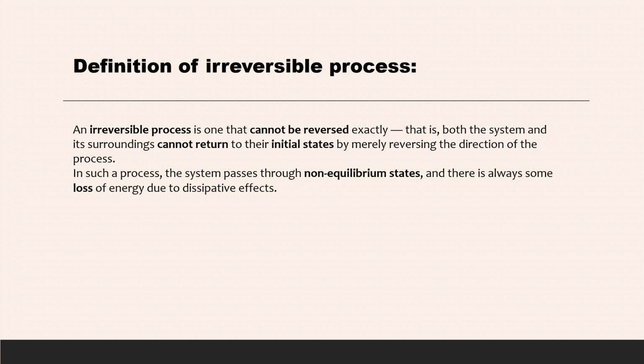Let us define irreversible processes now. An irreversible process is one that cannot be reversed exactly, that is, both the system and its surroundings cannot return to their initial states by merely reversing the direction of the process. In such a process, the system passes through non-equilibrium states and there is always some loss of energy due to dissipative effects.